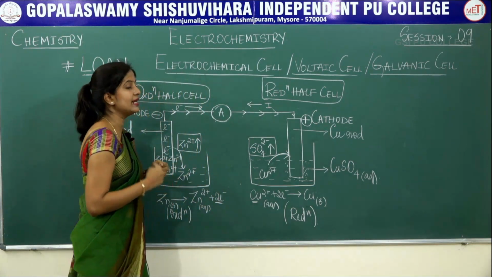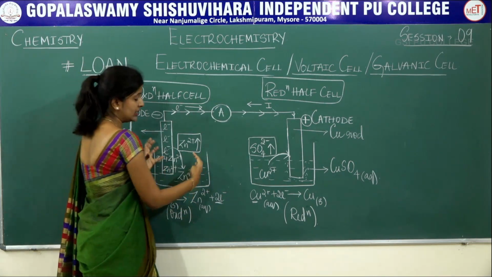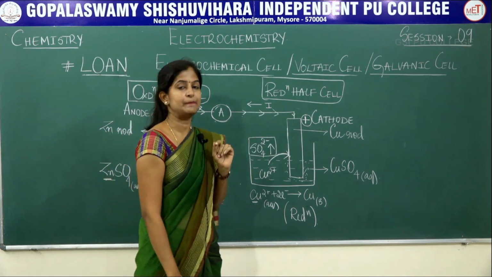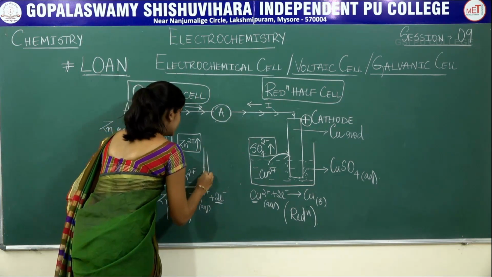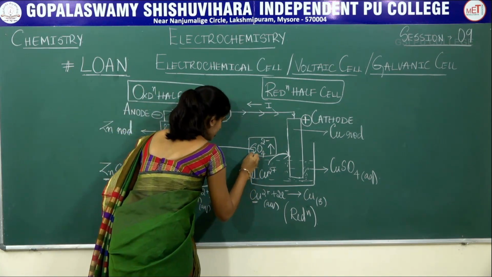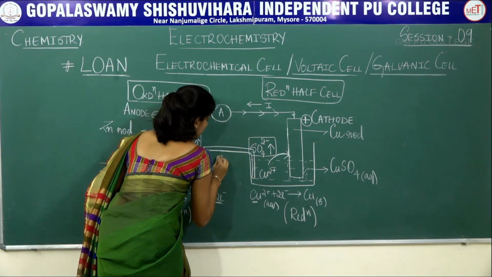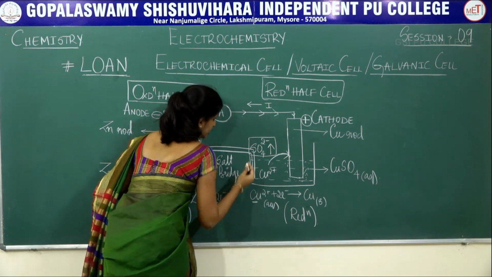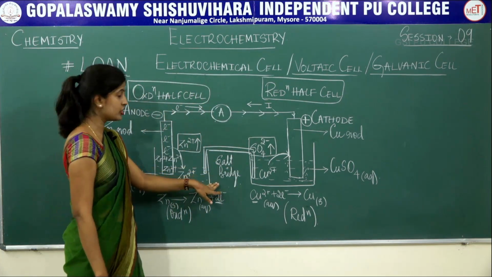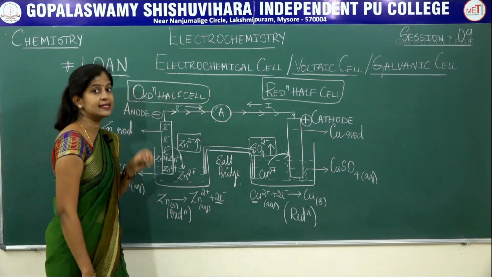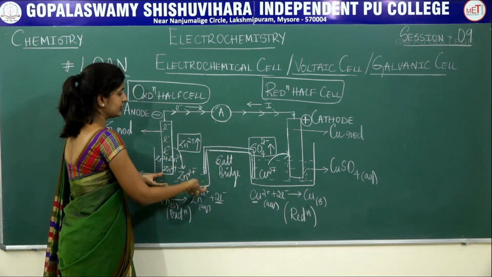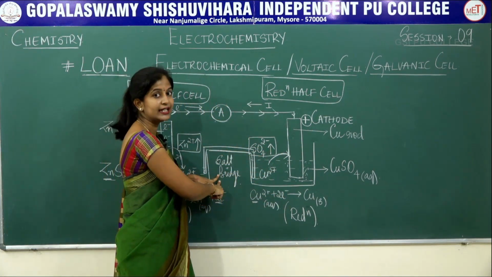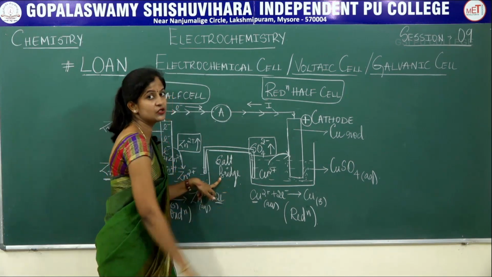So the electrical neutrality which has to be maintained in your oxidation half cell as well as reduction half cell is achieved by a special apparatus which is called a salt bridge. So there is a salt bridge, a special apparatus which maintains electrical neutrality. That is, the increased positive charge here and the increased negative charge here are neutralized by this special apparatus called a salt bridge. So let us see what this salt bridge is.